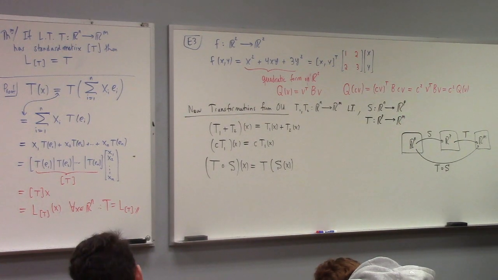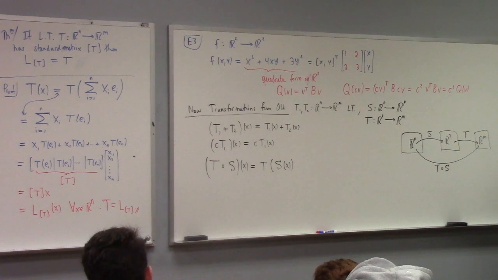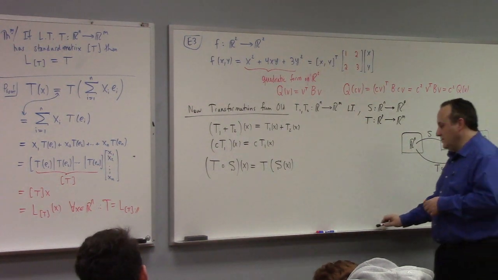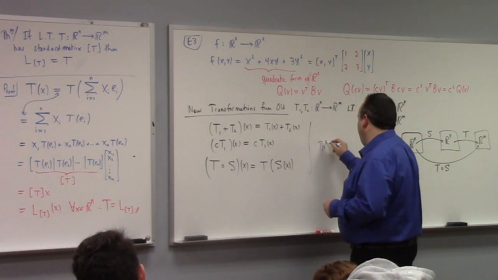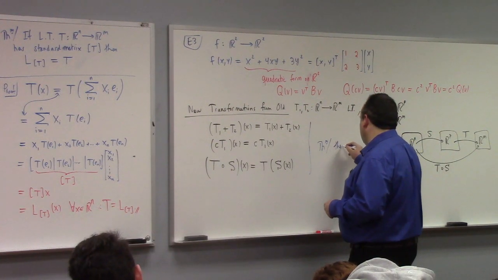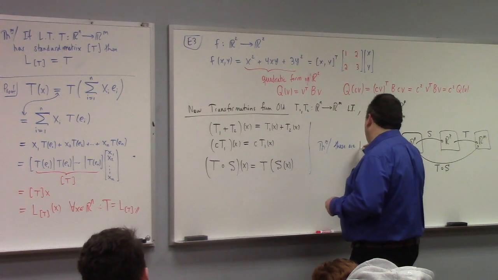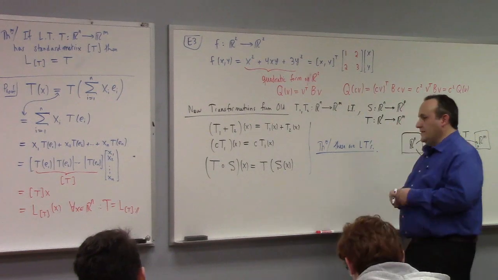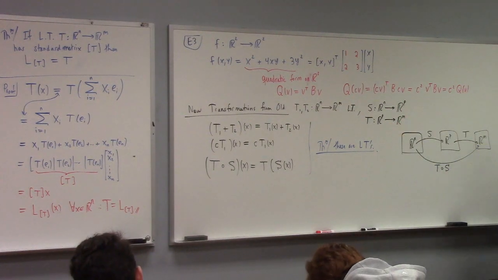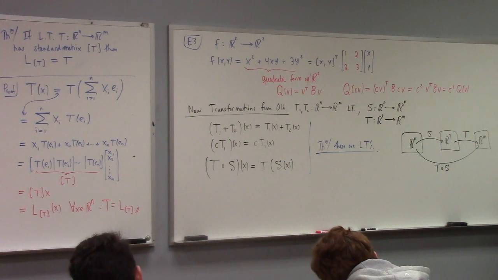We can show that each one of these new transformations from old is in fact, again, a linear transformation. So, theorem: these are linear transformations, again assuming that T1 and T2 are linear transformations, and T composed with S is a linear transformation.